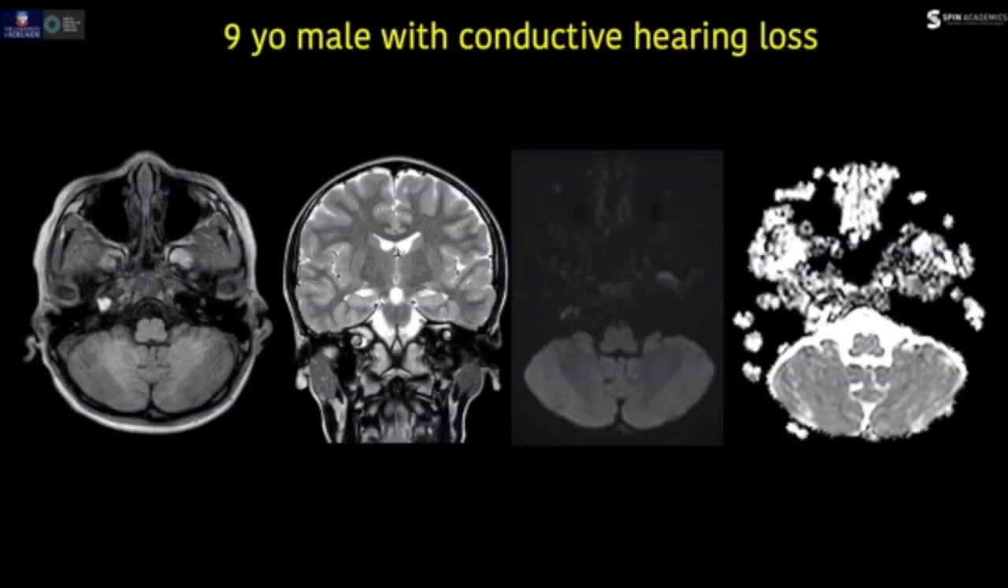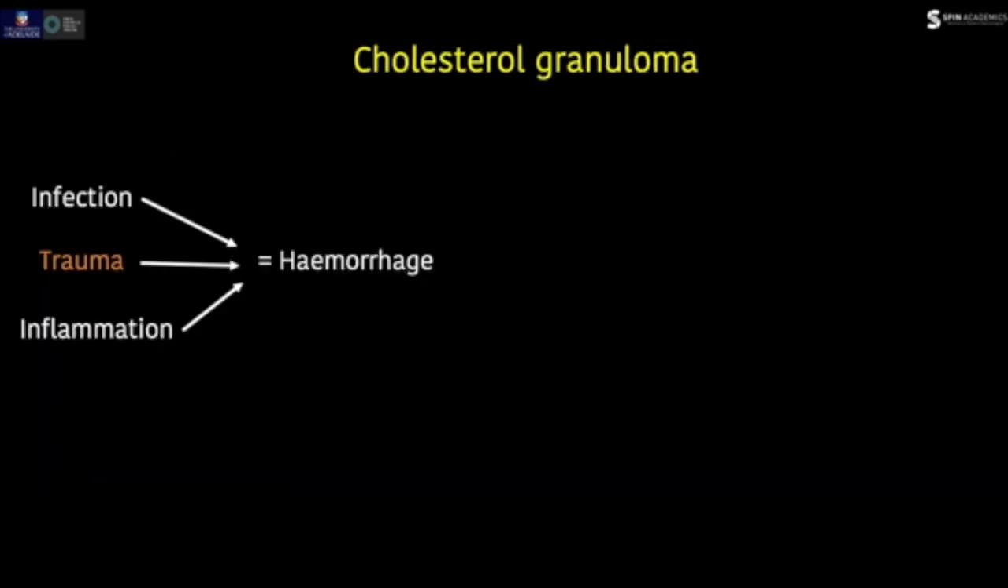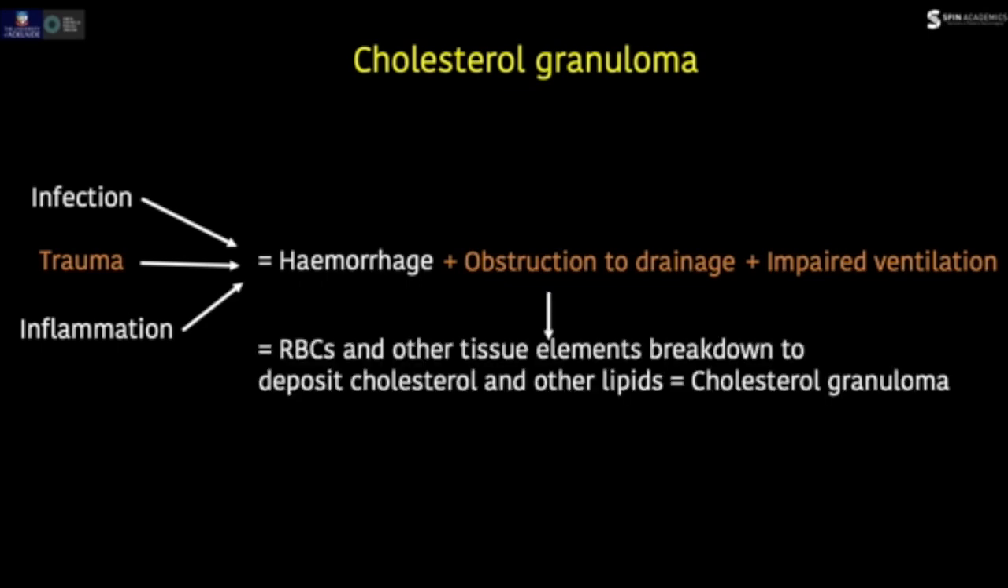A 9-year-old male with conductive hearing loss receives an MRI, and we can see a T1 hyperintensity in the petrous apex, that is T2 hyperintense with a hypointense rim and no restricted diffusion. This is a case of a cholesterol granuloma, which is the result of either infection, trauma, or inflammation leading to hemorrhage, which in the presence of an obstruction to drainage and impaired ventilation results in breakdown of RBC and other tissue elements to deposit cholesterol and lipids.